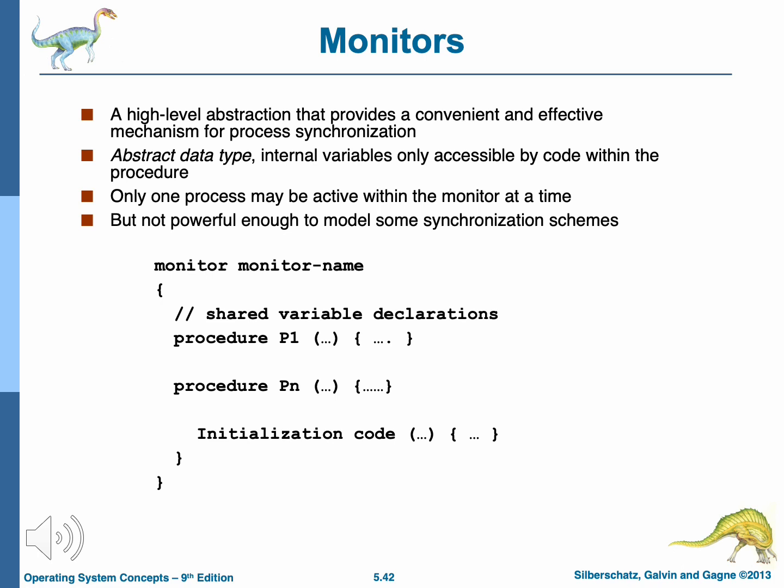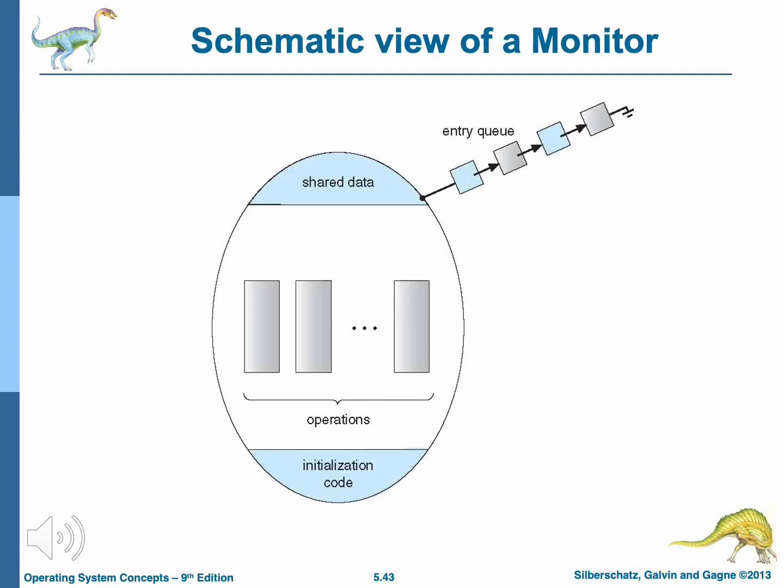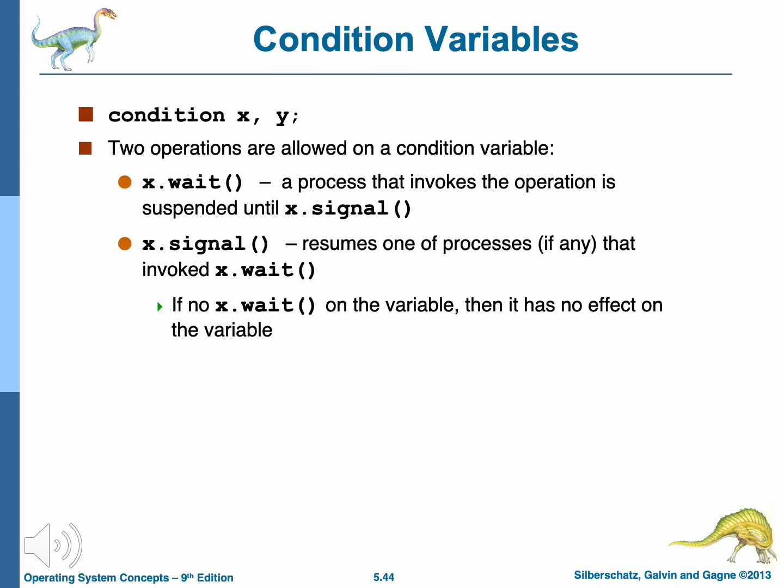However, the monitor construct as defined so far is not sufficiently powerful for modeling some synchronization schemes. For this purpose, we need to define additional synchronization mechanisms. These mechanisms are provided by the condition construct, which we will discuss next. This is a schematic view of a monitor.